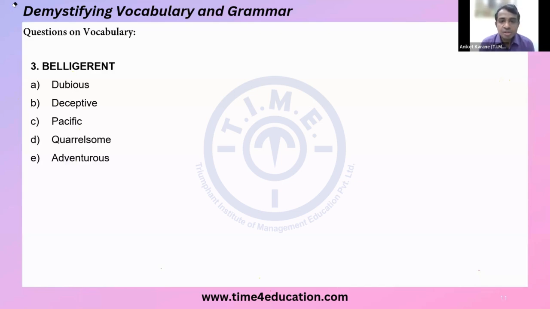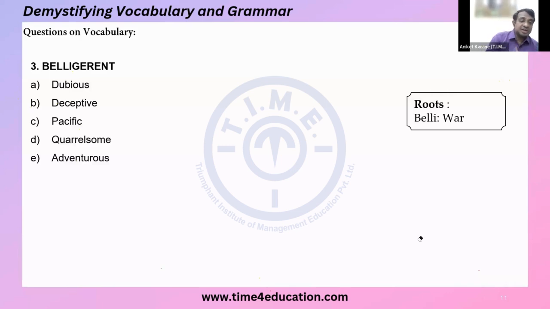Yes, most of you have got this right. Very good. So the root in this case is the prefix belli. Belli means war. So if belli is war, belligerent is a person who likes to fight. If you look at the words, there is only one that fits the billing, that is quarrelsome. Someone who fights.